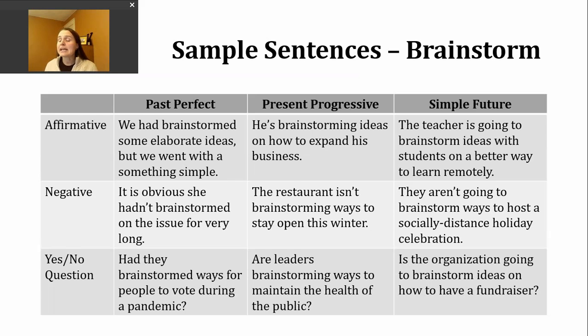Finally, if I want to make a yes or no question, I'm going to start with my be verb. So again, am, is, or are. Then I'll have my subject, then going to and the base verb. Is the organization going to brainstorm ideas on how to have a fundraiser?